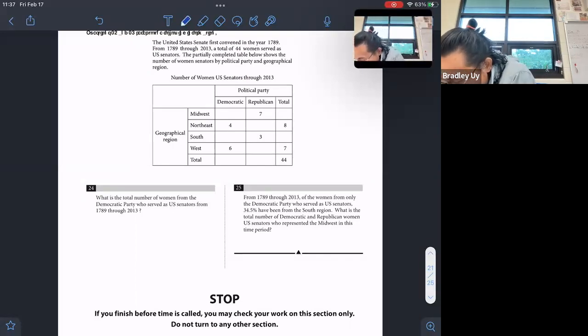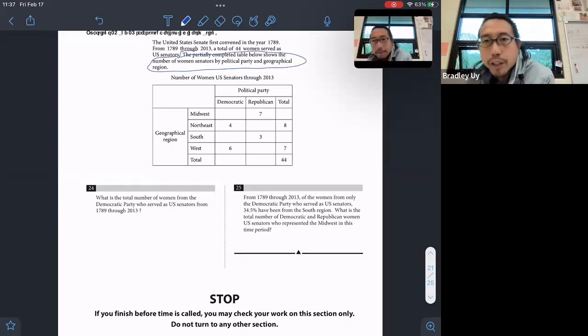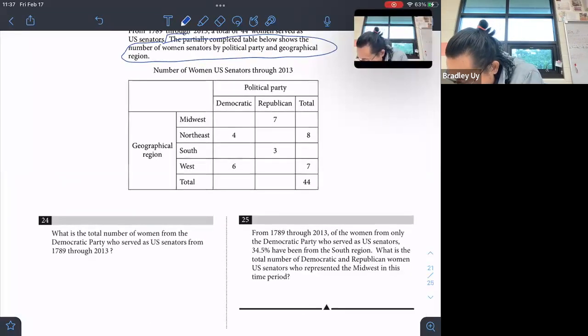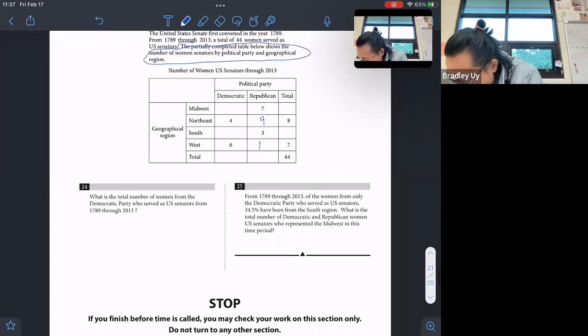A total of 44 women served as U.S. senators. It's a partially completed table, and from what we have, we are not able to complete it fully yet. So don't panic. We can fill in certain gaps though. If you took some time to fill in the table, we could fill in these gaps. Let's just do that right now. This will be 4, and this will be 1. We can also fill in this right off the bat.